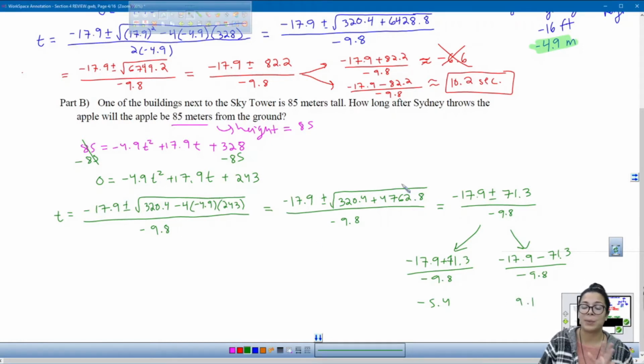And again, t represents time. You can't take a negative amount of time to reach there. So our answer, it takes 9.1 seconds. And that is it. All right, let's move on to the next question.